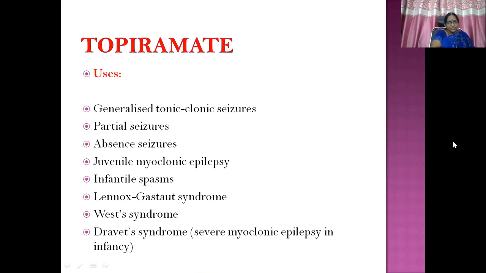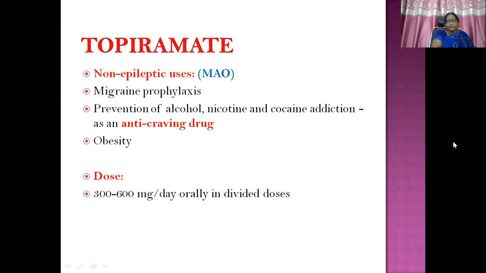Indications are generalized tonic-clonic seizures, partial seizures, absent seizures, juvenile myoclonic epilepsy, infantile spasms, Lennox-Gastaut syndrome, West syndrome, Dravet syndrome, so severe myoclonic epilepsy in infants. Non-epileptic uses, you can have the mnemonic MAO, like the monoamine oxidase enzyme: M for migraine prophylaxis, A for anti-craving drug in addiction with alcohol, nicotine, and cocaine, and O for obesity. Dose is 300 to 600 milligrams per day orally in divided doses.